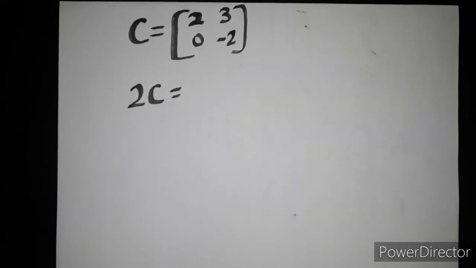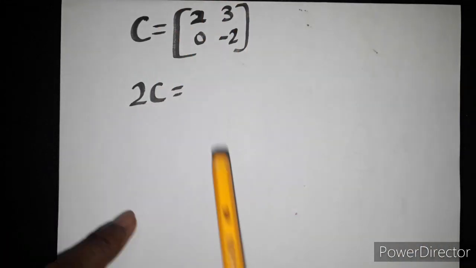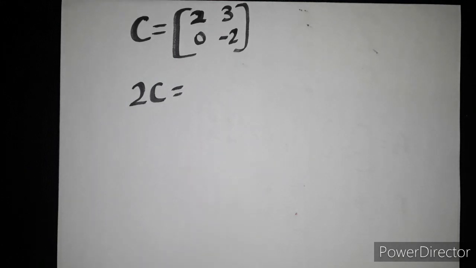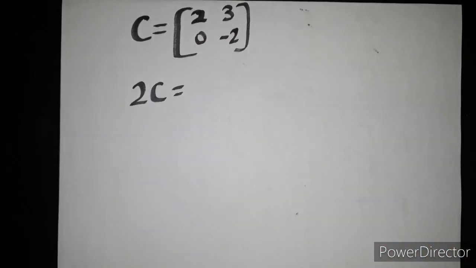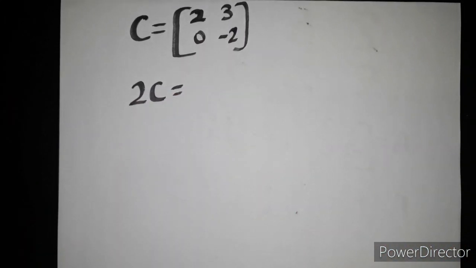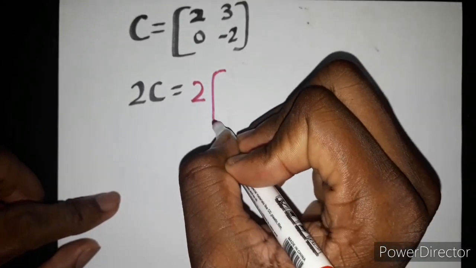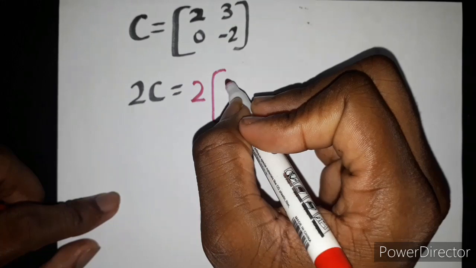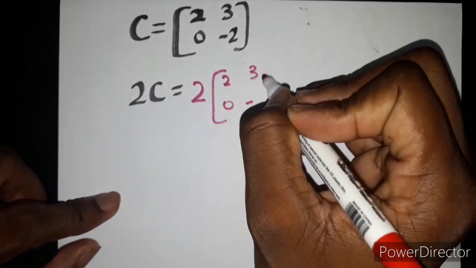Alright, so now we're looking at the second example, which will be scalar multiplication. When we talk about scalar multiplication, what we're basically saying is that we're multiplying one term or one number by everything inside of the matrix. So in this example, we have the matrix C is equal to 2, 3, 0, negative 2, and they want us to find 2C. All you're doing is multiplying this 2 by each element in the matrix, which will be 2, 0, 3, negative 2.